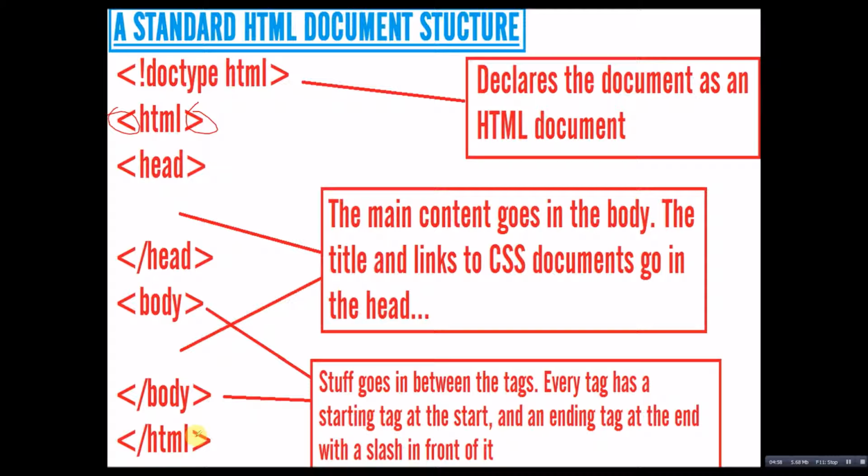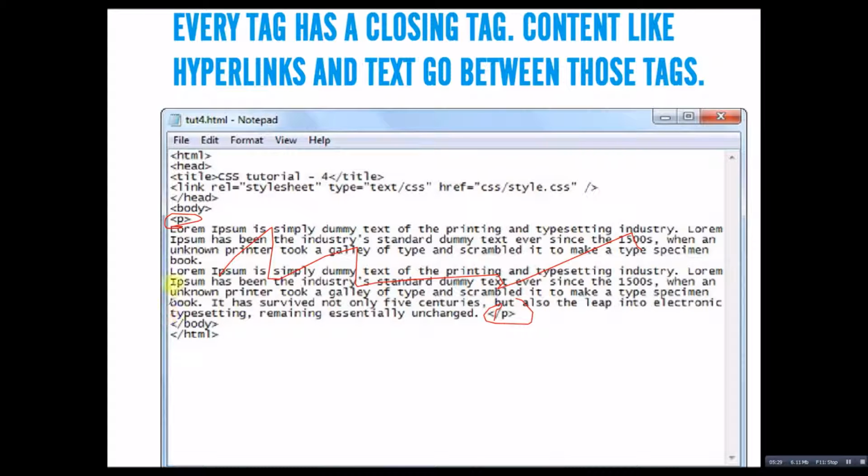Then you've got the head tags, and they start here, well, head and body. Now, stuff that goes in between the head is stuff like the title and the links to CSS documents, but not much goes in the head. The main content goes in the body, and the body is where you'll do nearly all your code. As you can see here, the paragraph text is in the body, and then a link to CSS, which is this line here, is going in the head and the title.